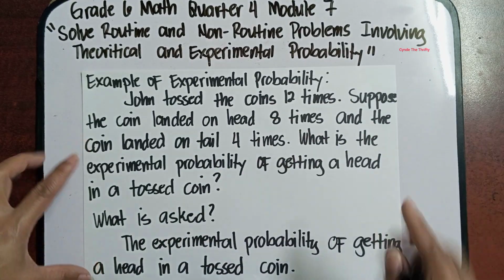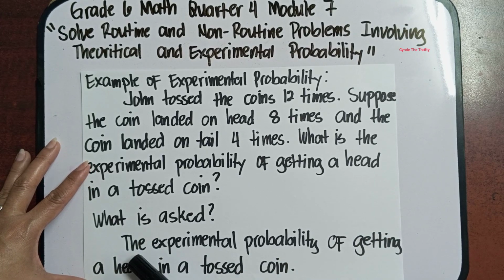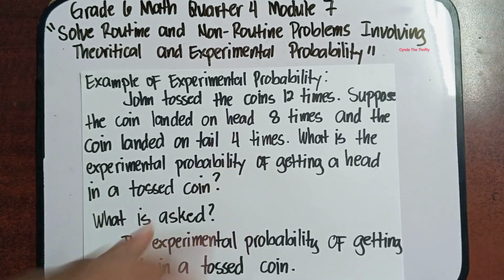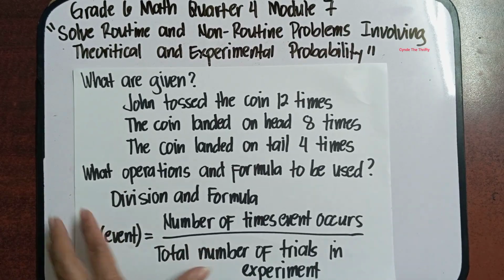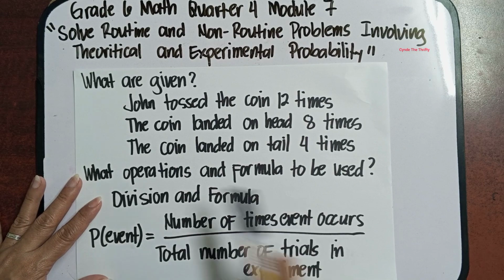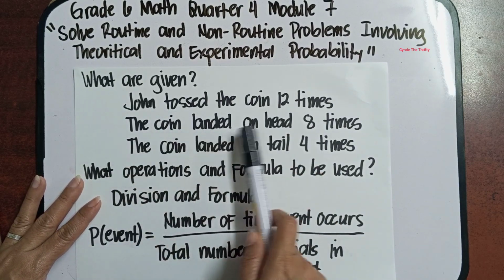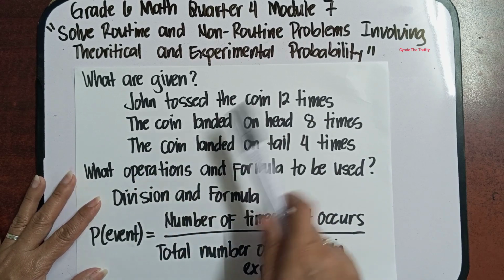Okay, sige. Ang first step is what is asked. The experimental probability of getting a head in a tossed coin. So, ito yung what is asked natin. And then, ang step 2 natin is what are given. So, ano yung given natin sa ating problem? Ang given natin is John tossed the coin 12 times. And then, the coin landed on the head 8 times. Pagkatapos, the coin landed on the tail 4 times.